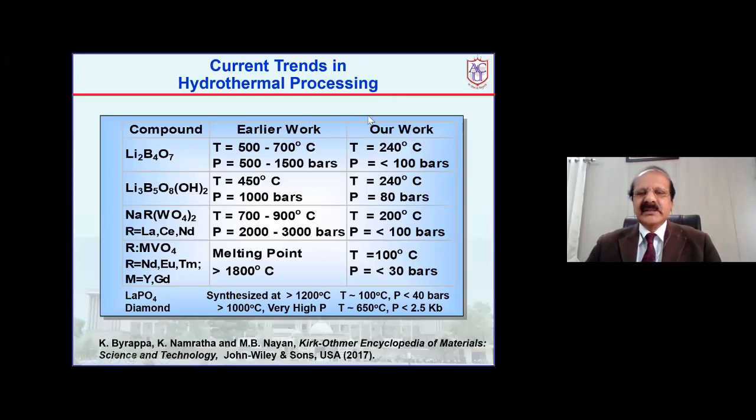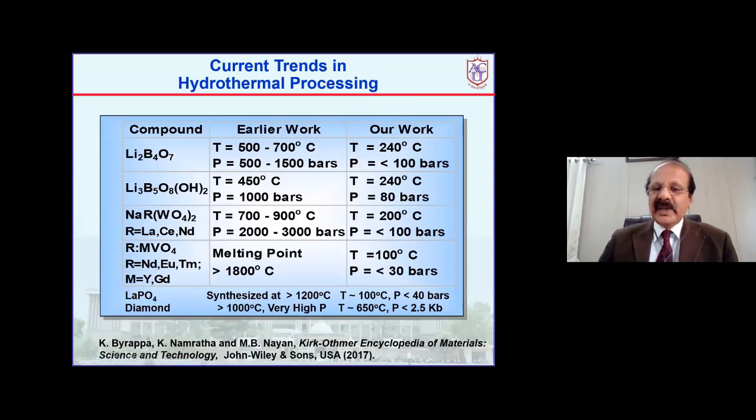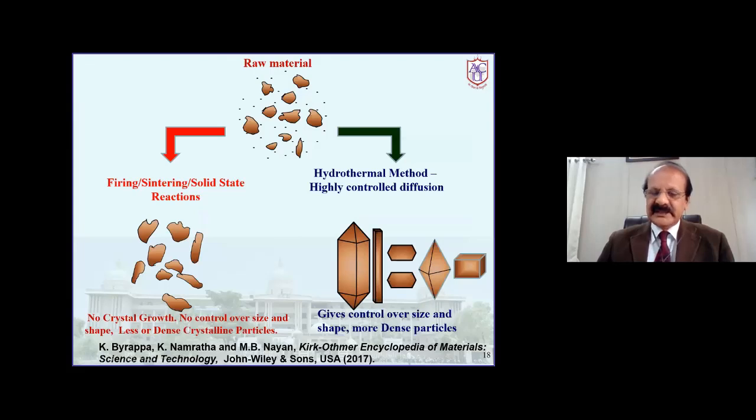Now, the current trend in hydrothermal processing of the materials shown here, these are inorganic compounds, high melting compounds I have selected, and earlier researchers used such high temperature, high pressure, including the diamond, more than 1000 degrees centigrade and very high pressure, like 10,000 bars. The same compounds we synthesized in our laboratory at such mild temperature and pressure conditions. That is why hydrothermal is becoming very attractive, environmentally benign and less energy consuming. And especially when you add biological molecules, biosurfactants, or plant extracts into the system, that makes it very friendly for the processing of biomaterials for biological applications.